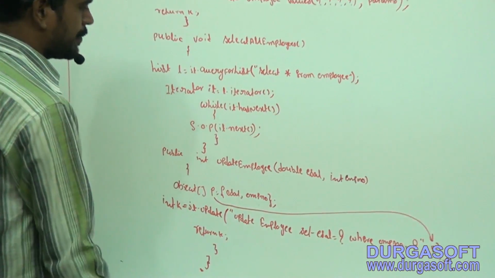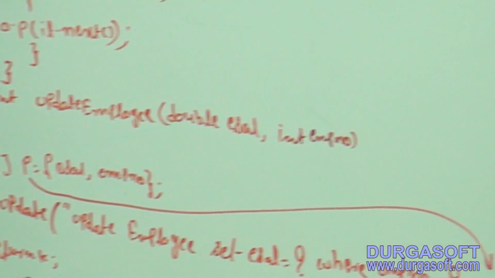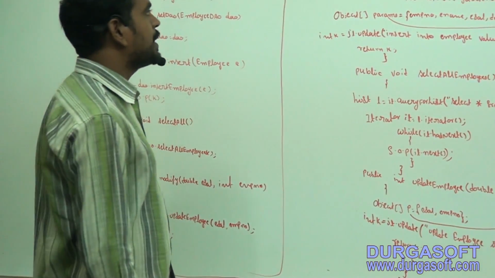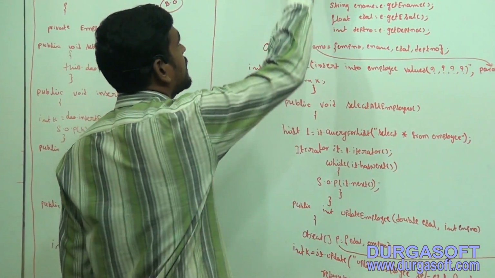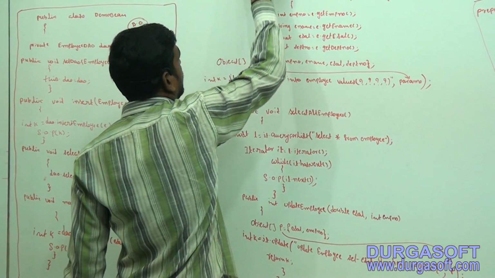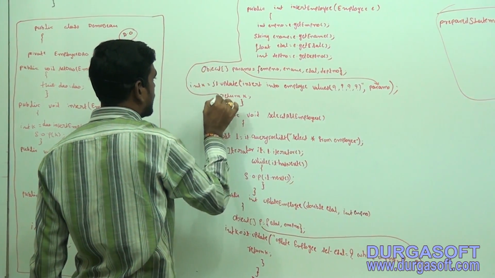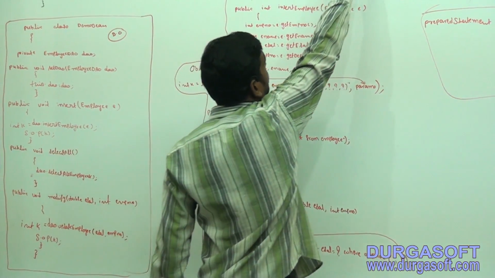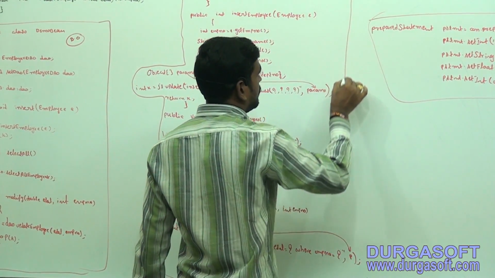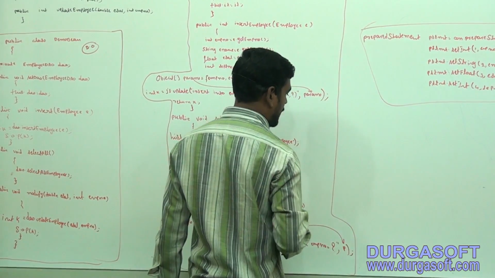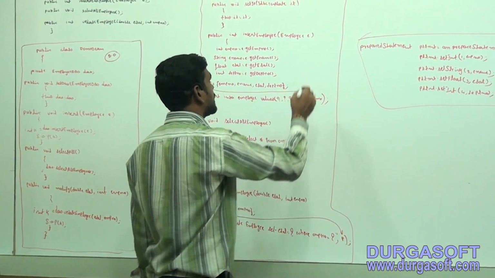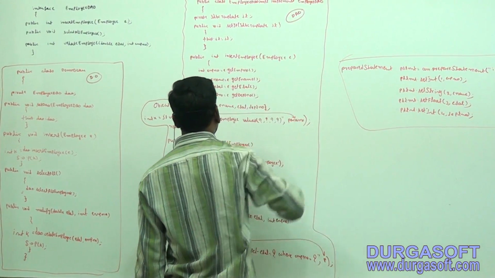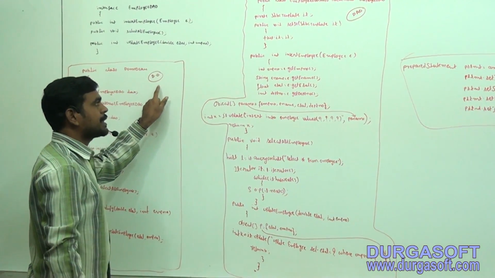Close the method, close the class. This is what totally, this is the persistency logic. This is the business logic. This is the persistency logic, also called as DAO class, data access object. This is what? Business object.